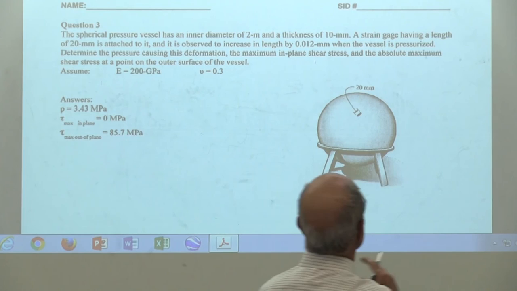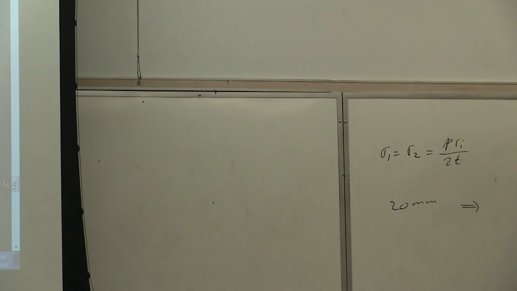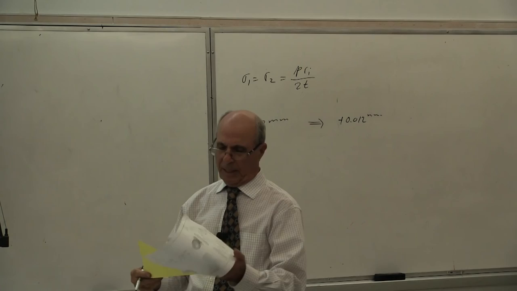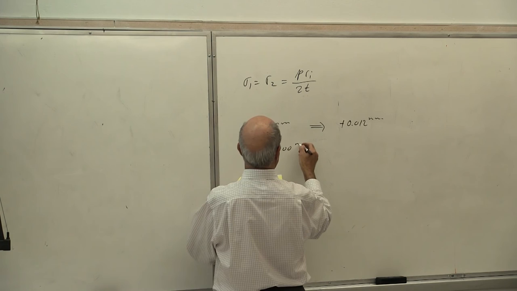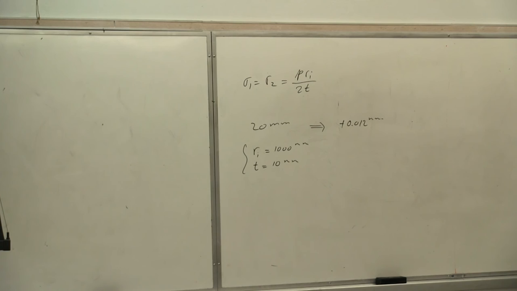Now, knowing that, that's the pressurized tank, and we put a line here, originally 20 millimeter long, and we didn't put a gauge. After we loaded, that increased by 0.012 millimeter. Increase, that's plus. And the inside radius R inside is equal to 1,000 millimeter. The thickness of the tank is 10 millimeter. So the ratio is more than 10, the ratio is 100. So I can use the thin wall theory, which is why I'm using it there. Remember, the ratio should have been larger than 10. The ratio is 100. Everybody see that? So that works. You don't have to worry about it.